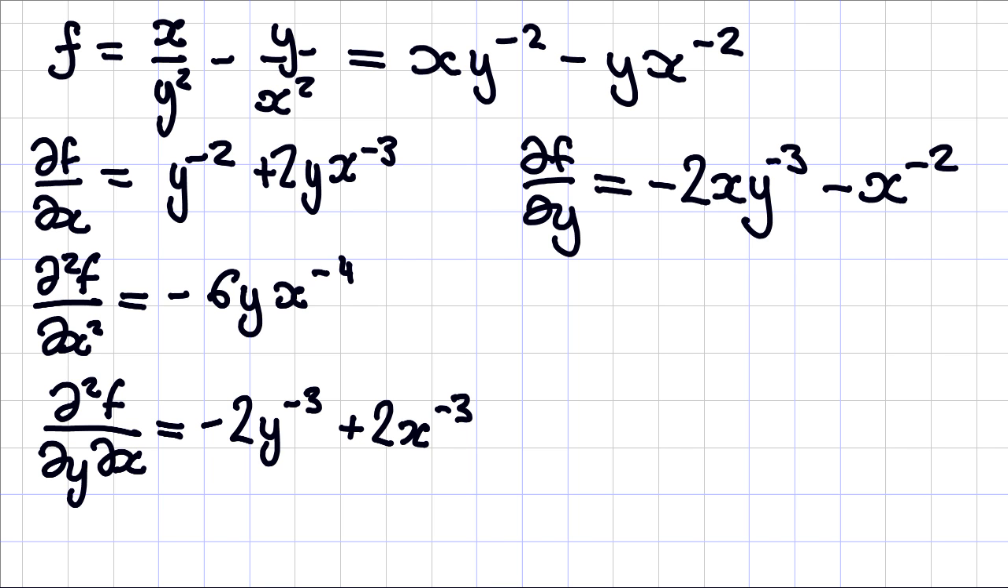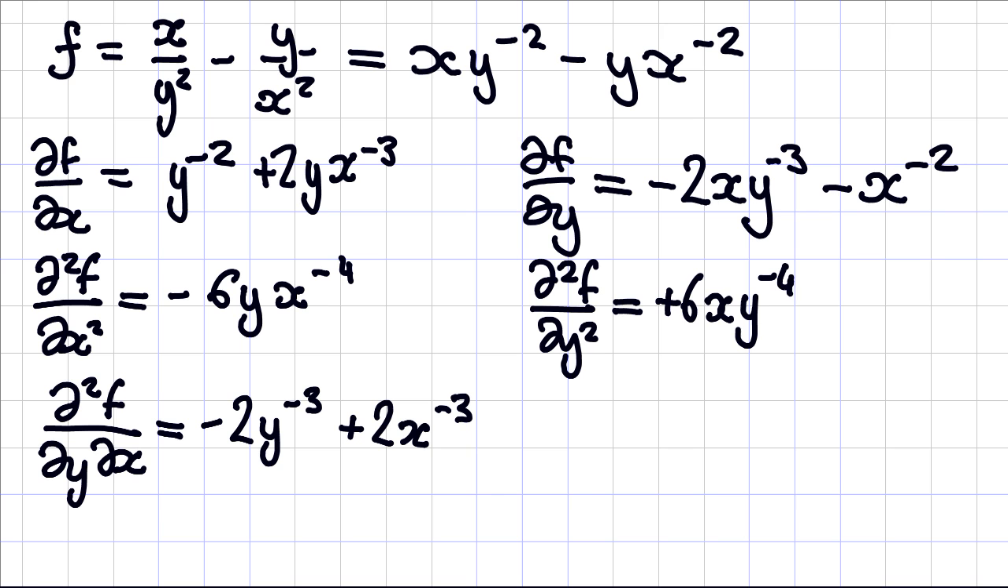Okay, now let's calculate d2f dy squared. So that's differentiating df dy with respect to y. So in the first term, I bring down the power of the y. The minus 2 that's already there multiplies by minus 3 and gets me plus 6x, and now y to the power minus 4, because I reduced the power by 1. This time x I'm treating as a constant, so the second term has no derivative.